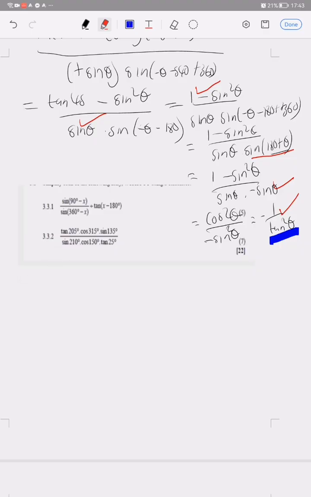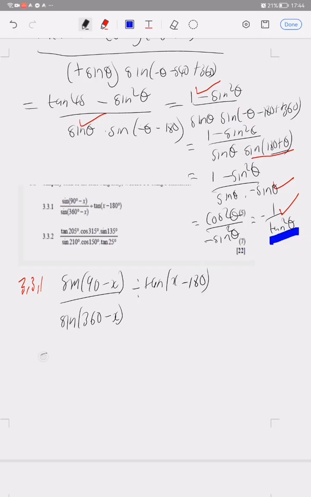So what are we having? We have 3.1. I love using the black pen. Let's say sine of 90 minus x over sine of 360 minus x, divided by tan of x minus 180. All right, so what do we do?